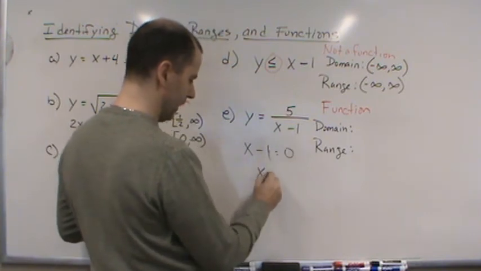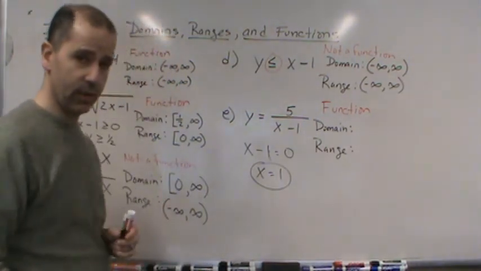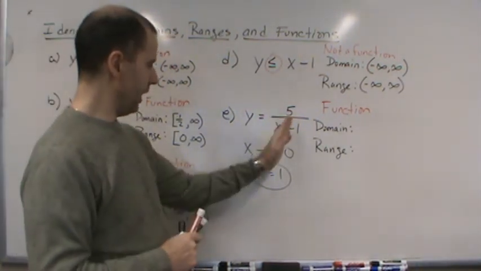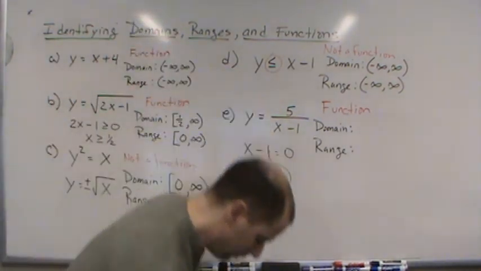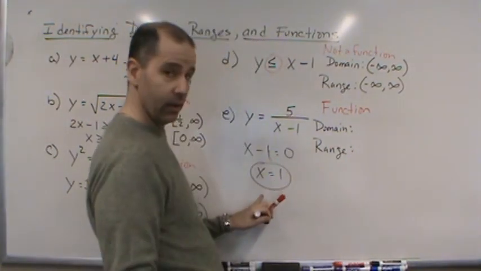And then we find that x equals 1. So that means x equal to 1 is a restricted value. So that means anything else is okay. So that means that the domain is all real numbers except x equal to 1.